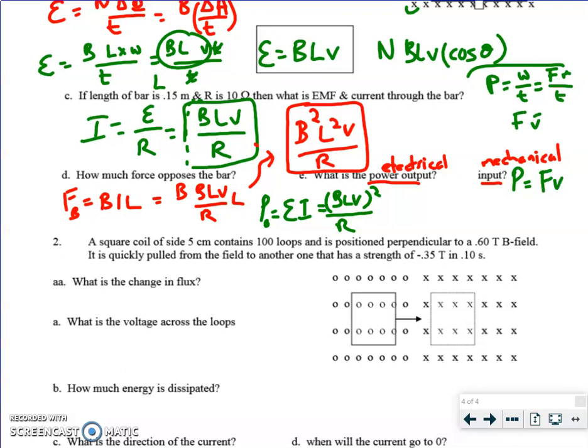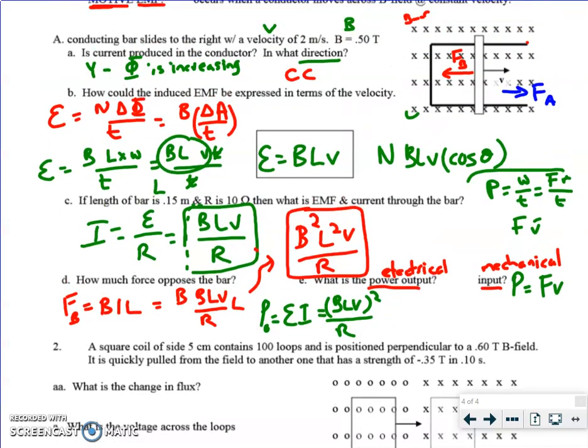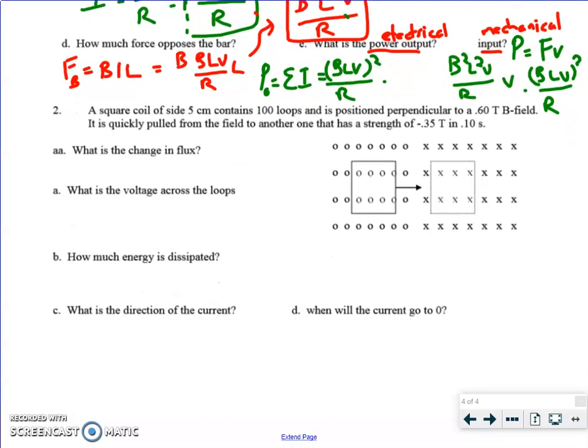Well, what's our force? Our force is our applied force up here, which we know is equal to our magnetic force. So I could use my magnetic force equation right here, which is B squared L squared V all over R, times V, and that becomes (BLV) squared all over R. And sure enough, these match up. So I really like this problem. It brings together a lot of different physics that we've learned.